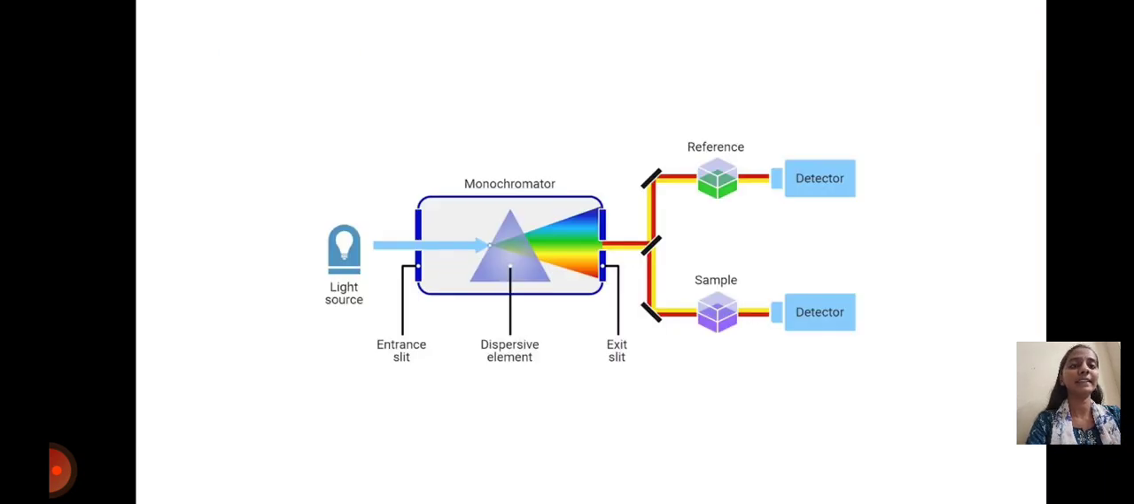And here the diagram shows how UV visible spectroscopy works. And here are the components used in UV visible spectroscopy. They are light source, entrance slit, dispersive element, exit slit, monochromator, reference, sample, and detector. In the UV visible spectrophotometer we use two detectors as per the diagram.